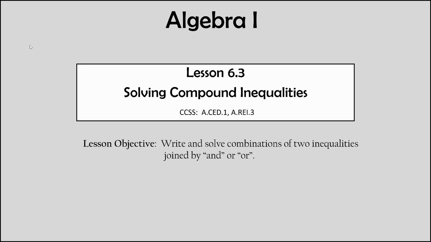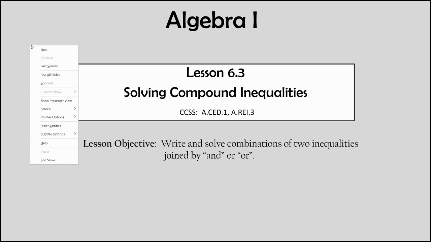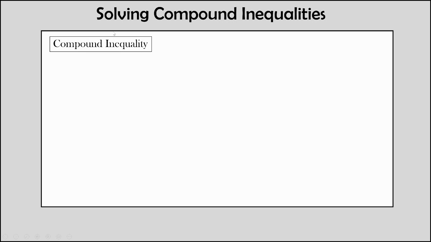Okay, today we're going to work on lesson 6.3, which is on solving compound inequalities. We've solved one-step and multi-step inequalities. Now what we're going to do is combine two of those inequalities with a conjunction, and or, and look at how that combination of those words will affect the outcome of the problem.